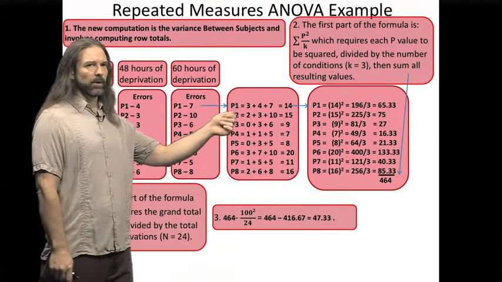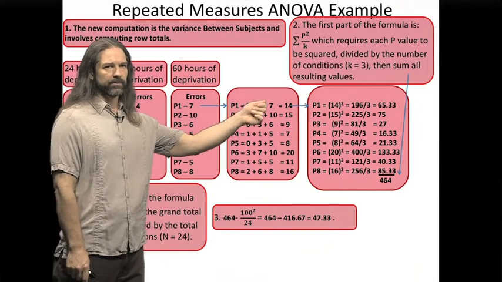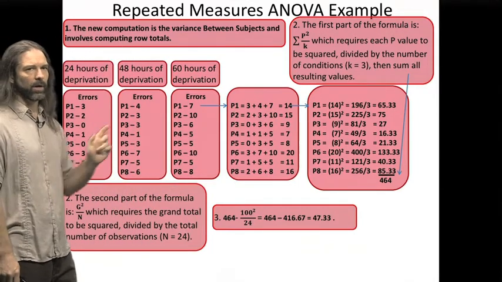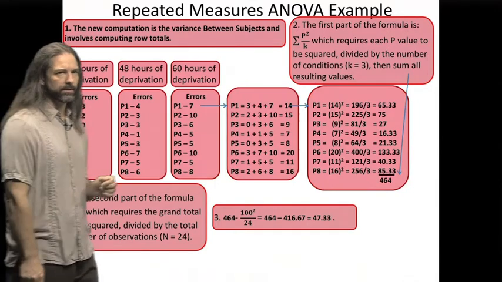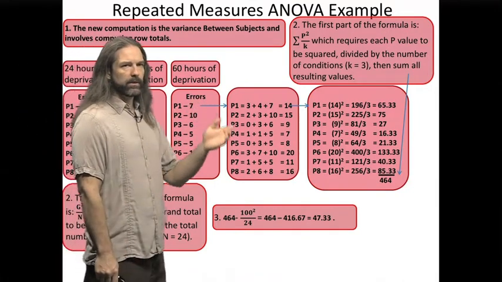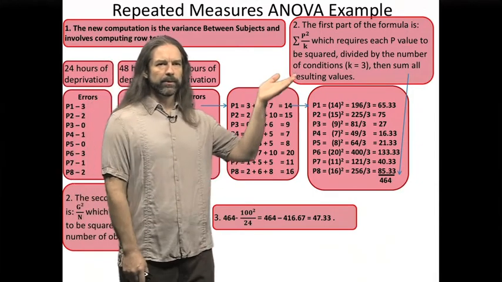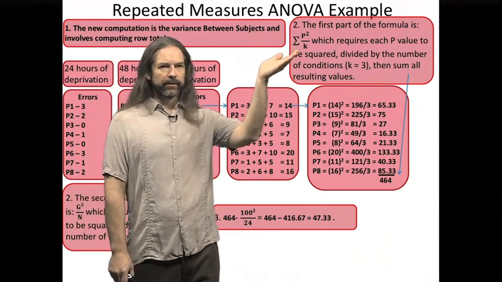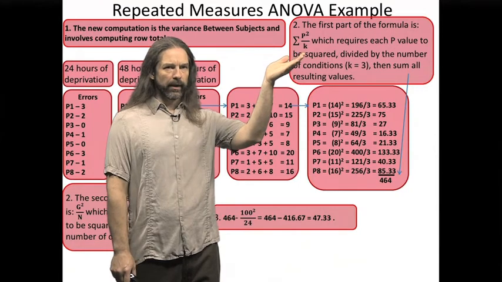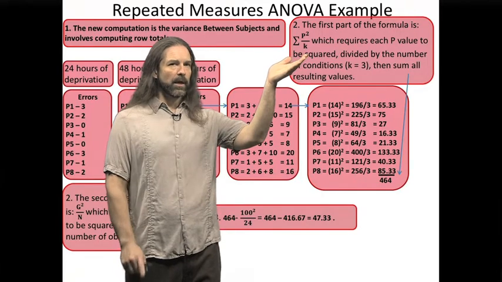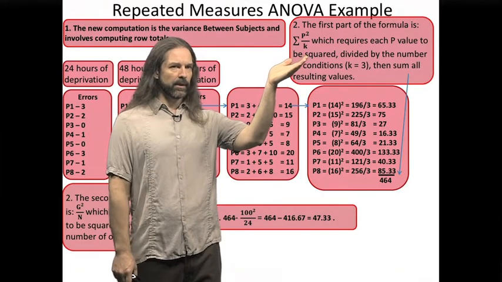To get that P1, it's going to be 3 plus 4 plus 7, that gives me 14. So the first stage is simply adding across all the individual participants to get those P total values. The first part of that equation that we saw before is right here. That is sigma P squared divided by K. So remember, order of operations. We're going to do the exponent first, then the division, then the summation.